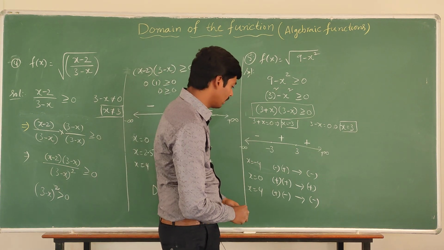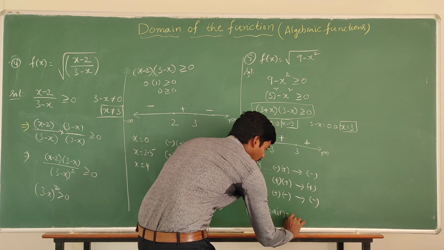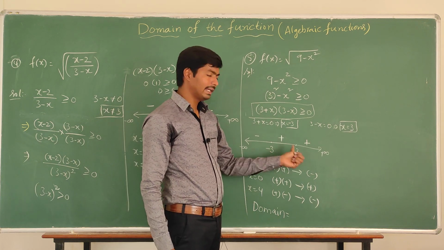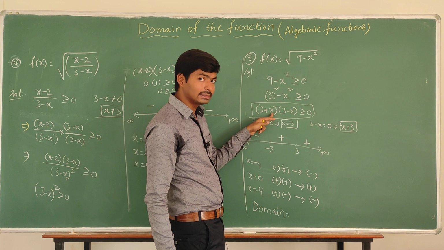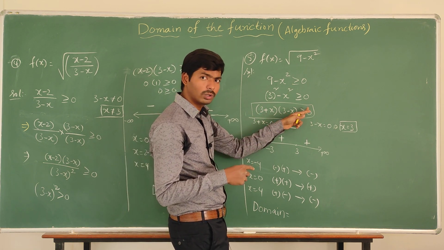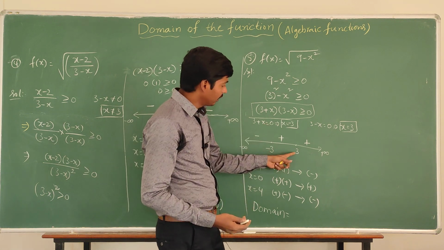So here my domain is... whether I have to include minus 3 and 3 or not. If I substitute minus 3, 3 plus minus 3 will be 0, and 0 into something is 0. Is 0 greater than or equal to 0? Yes, it is satisfying.